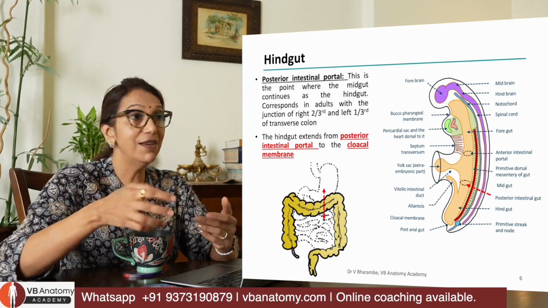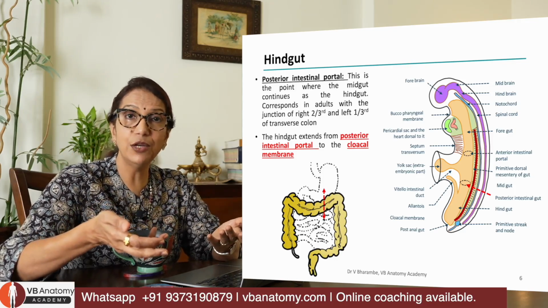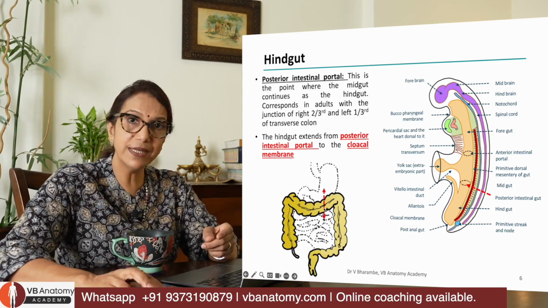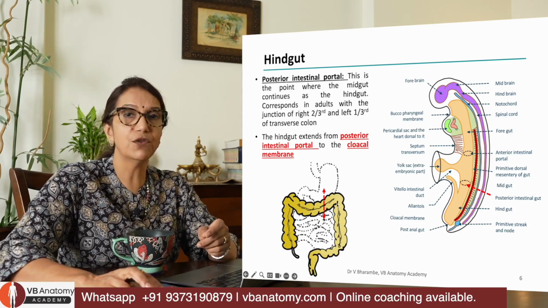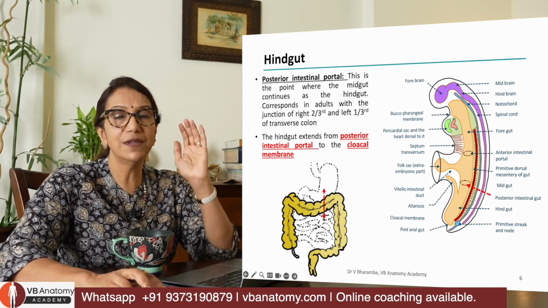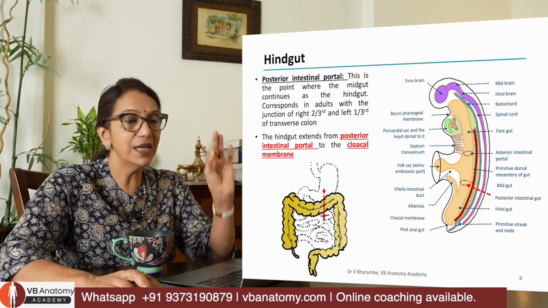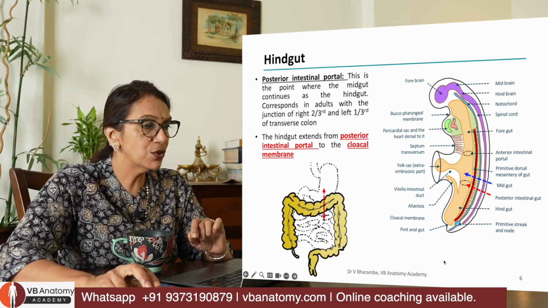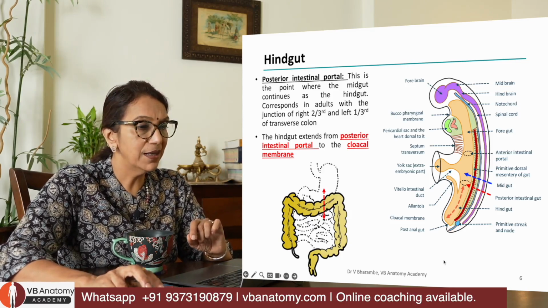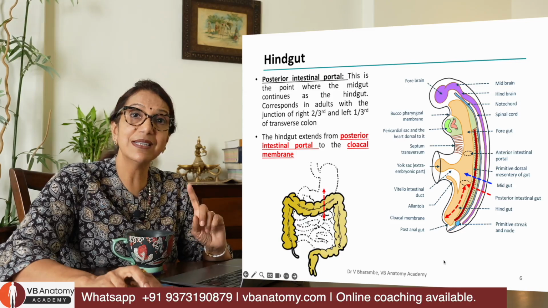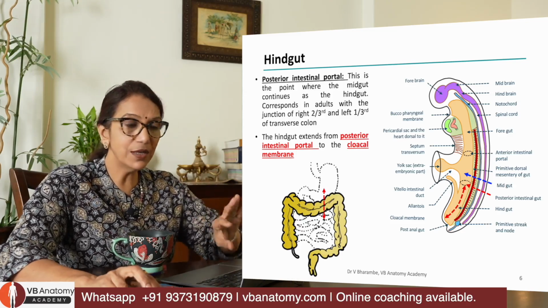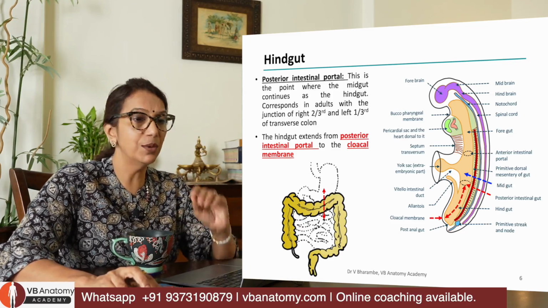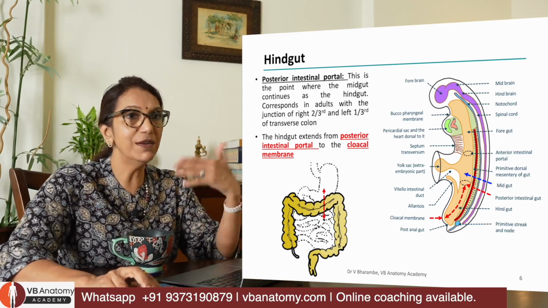Where is it in the adult human being? So observe over here. This is the right two-thirds of transverse colon, left one-third of transverse colon. At the junction of these two lies your posterior intestinal portal. In this diagram, it lies here. So this is the midgut. And this, my dear students, is the hindgut, which now continues downwards and communicates with the ectoderm at the cloacal membrane.